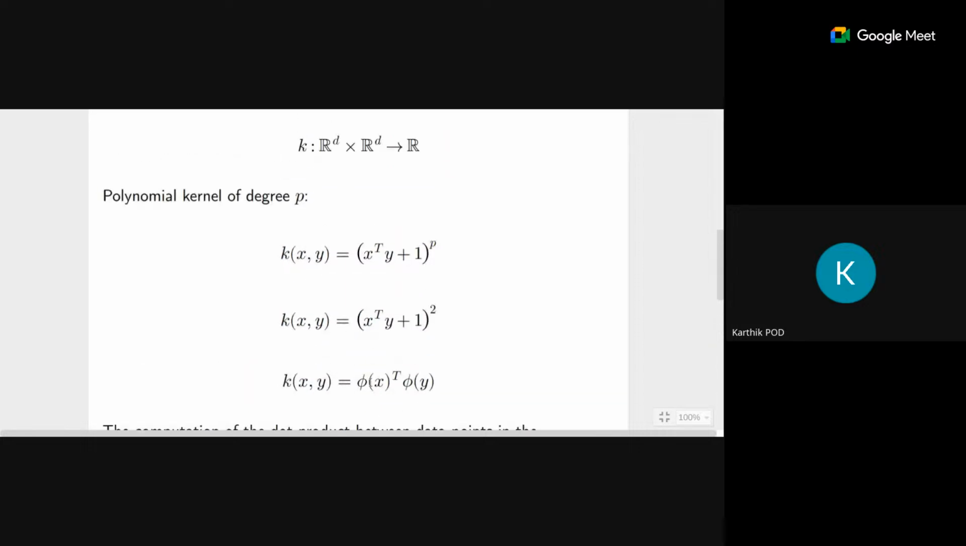So kernels allow you to go to a higher dimensional space and compute dot products there without actually explicitly doing it.